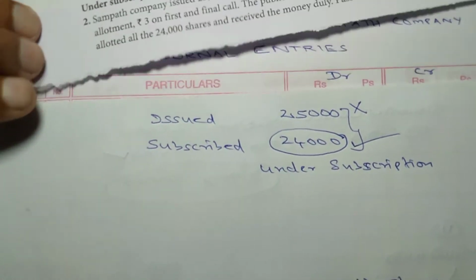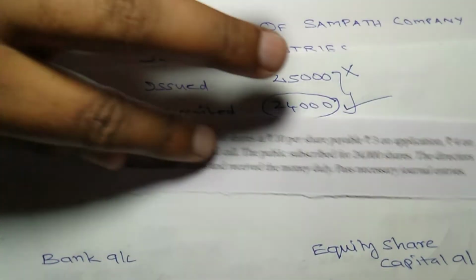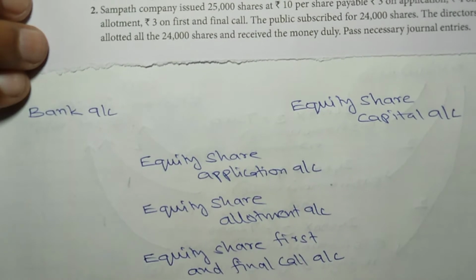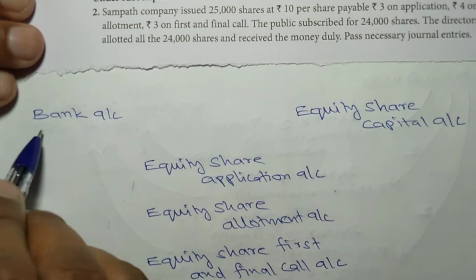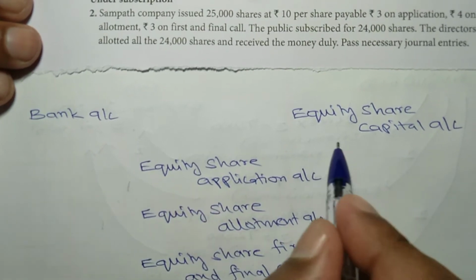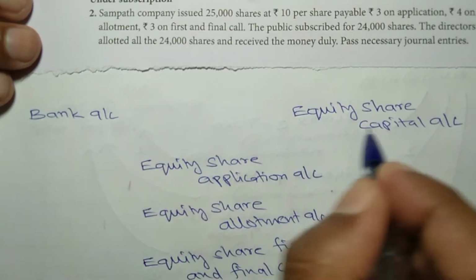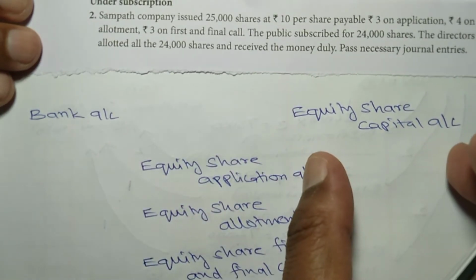So now they asked to pass the necessary journal entries. For passing journal entries, I already explained in the first question. Once again I will explain here. So first, on one side take bank account. ஒரு சைடில் bank account எடுத்துக்கோங்க. இன்னொரு சைடில் வந்து equity share capital always. The bank account, another side is equity share capital. It is common. Bank, equity share capital.